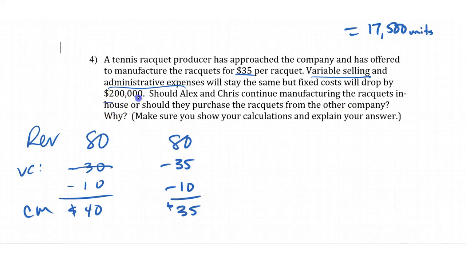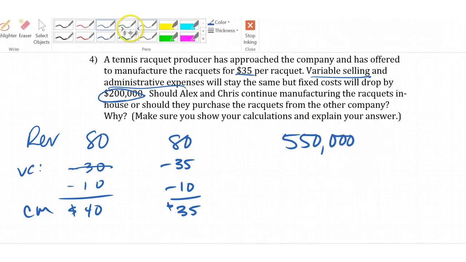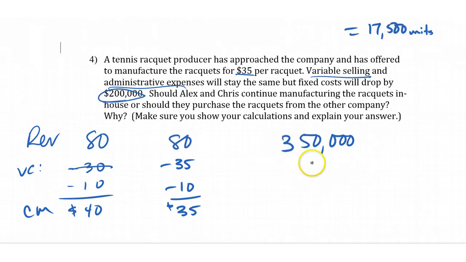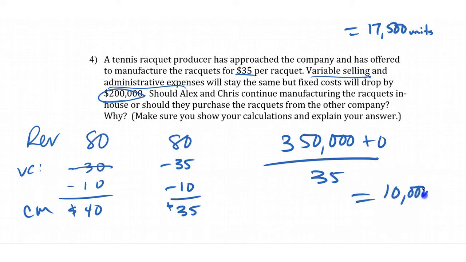But our fixed costs have dropped 200,000. So instead of 550, it's now 350 to break even, and break even is 0, so let's just figure out break even. And now instead of the 40 of contribution margin, it's now 35 of contribution margin. So we divide that out, and actually we now only have to sell 10,000 rackets to break even.